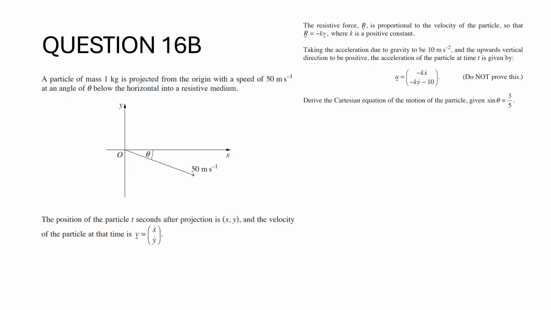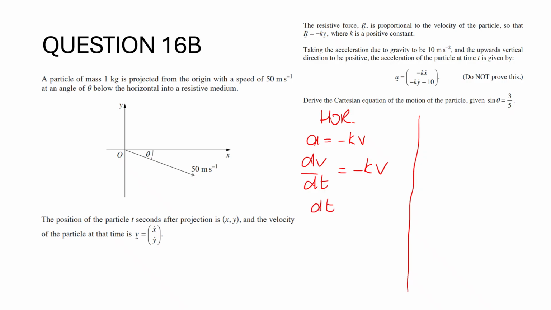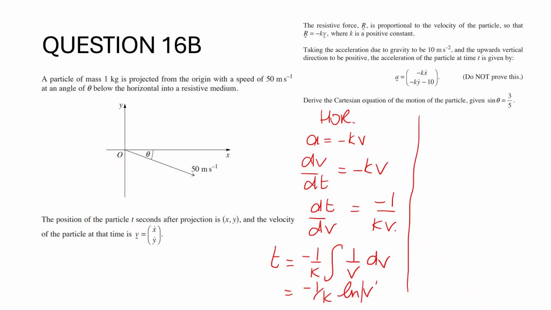Okay, so I'm going to split this into two systems because notation is going to get the better of me. I'm going to start with the horizontal system. a is equal to -kv. I'm going to use dv/dt, which is equal to -kv, and therefore dt/dv is equal to -1 on kv. So t is equal to -1 on k, integral of 1 on v dv, which is equal to -1 on k ln v plus c.